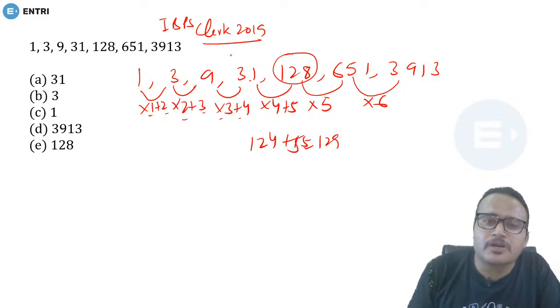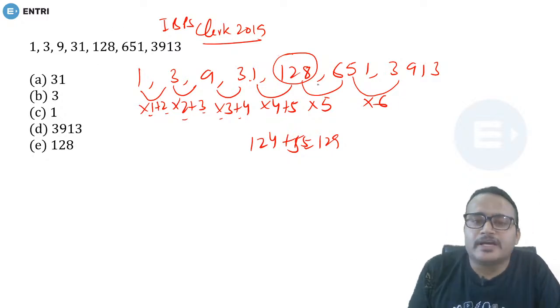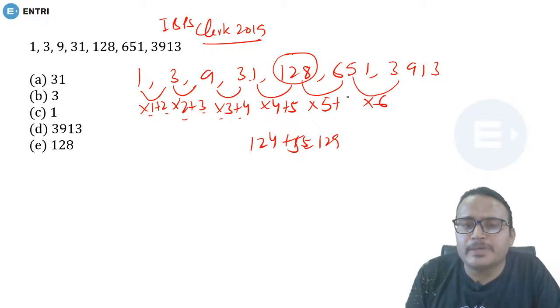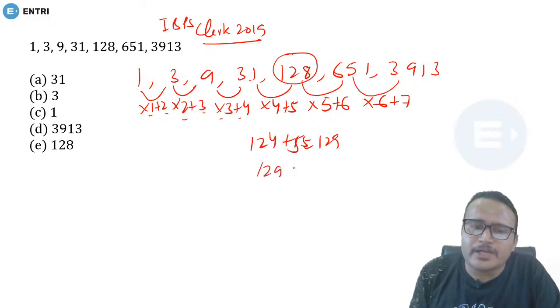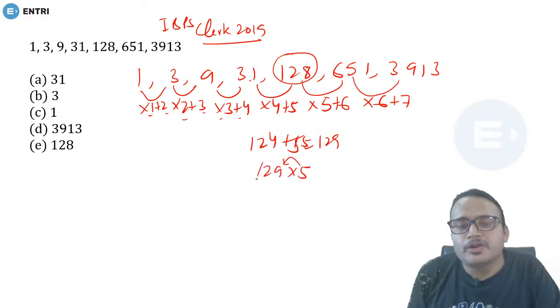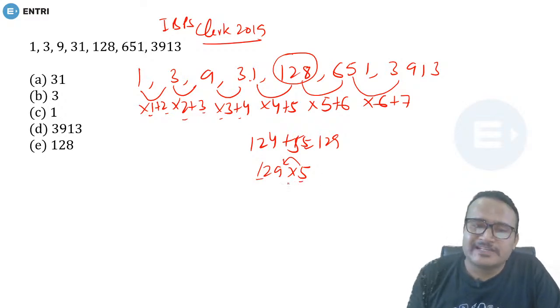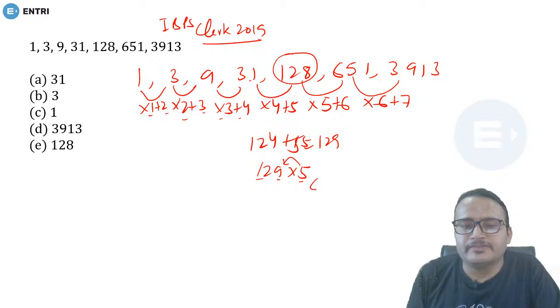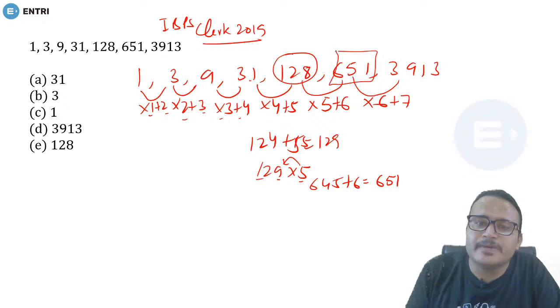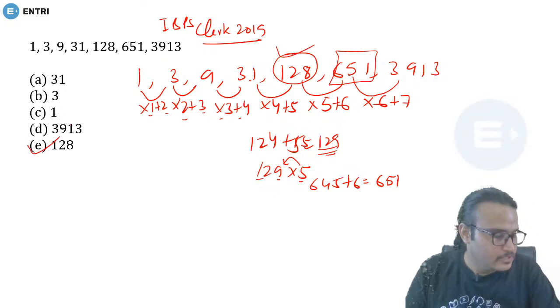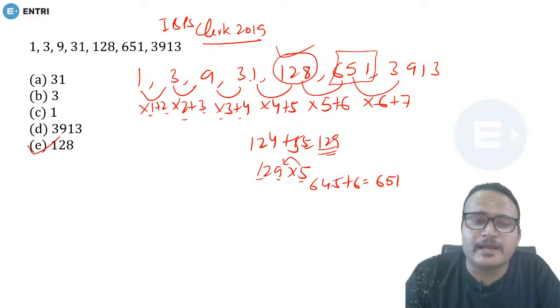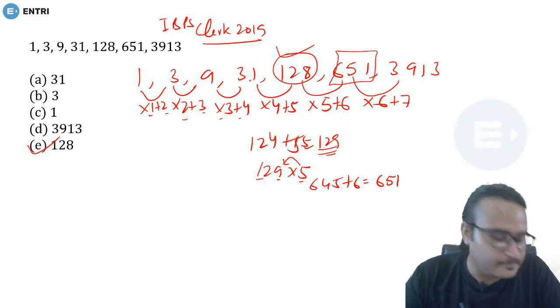So we need to find the wrong number, and 128 must be the wrong number. Let's see if we are correct. Here it will be multiply 5 plus 6, and here multiply 6 plus 7. If we multiply 129 with 5, then 12 multiply 5 is 600, and 9 multiply 5 is 45. 645 plus 6 is 651, and the next number is 651. That means 129 will be correct, and 128 is your wrong number. So you can mark 128 as your answer. This is how you can identify the pattern.